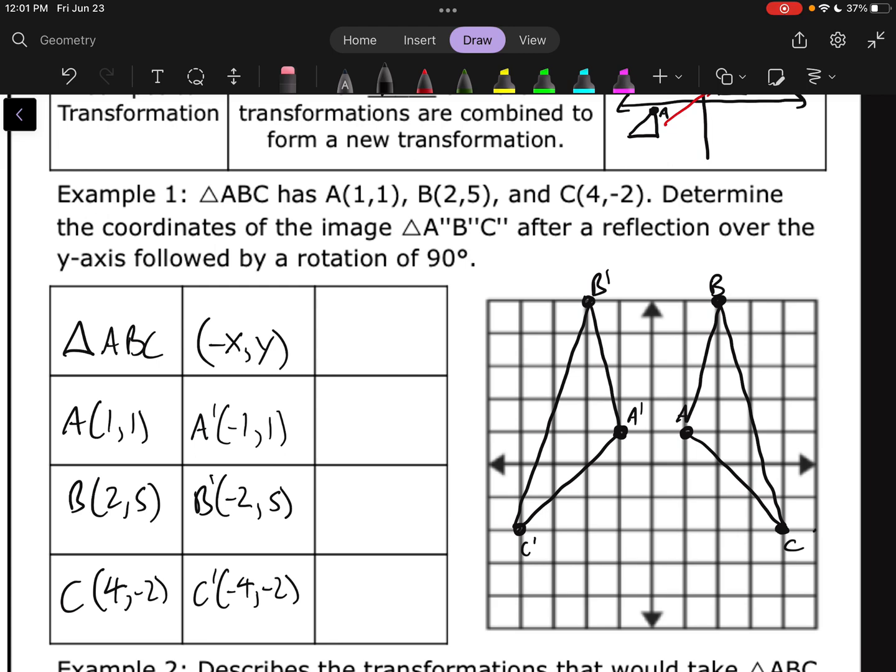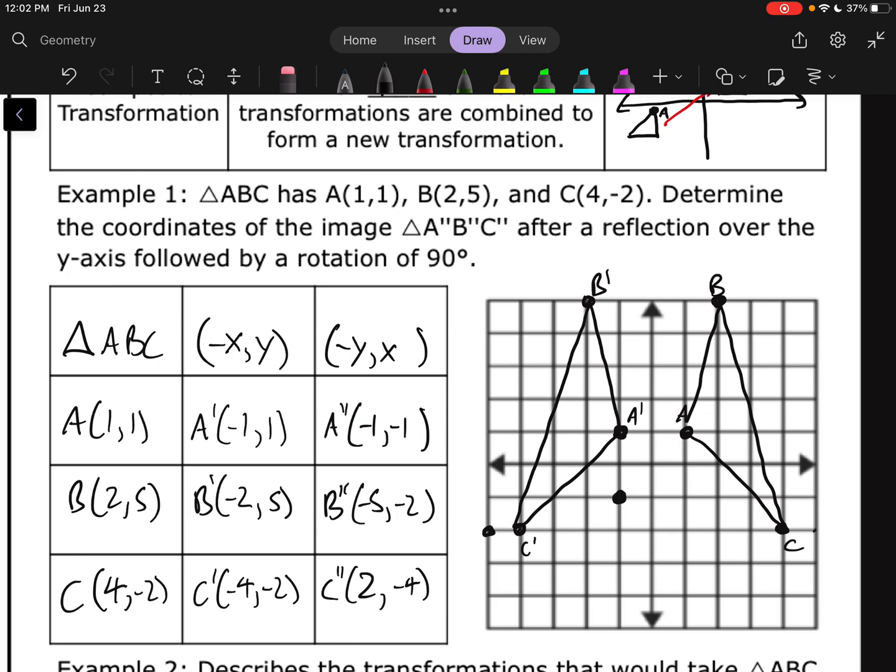And now we're going to rotate that thing 90 degrees. In a previous video we looked at these, the rotation rule is negative y, x. So A double prime would be negative 1, negative 1. B double prime would be negative 5, negative 2. And C double prime, that's actually going to flip, positive 2, negative 4. Remember those negative signs in those rules, they don't mean that it's going to be negative, it just means change the sign. So negative 1, negative 1, negative 5, negative 2, and 2, negative 4.